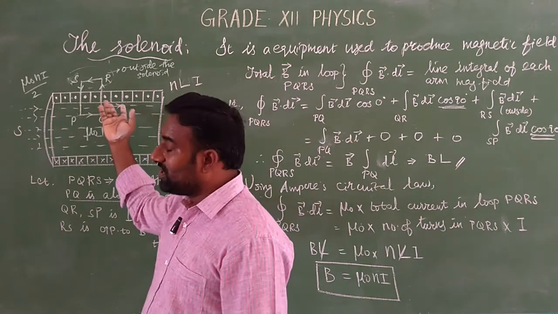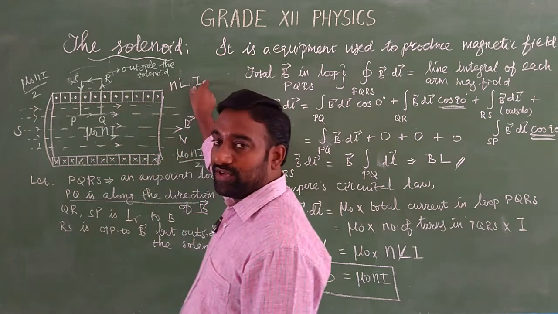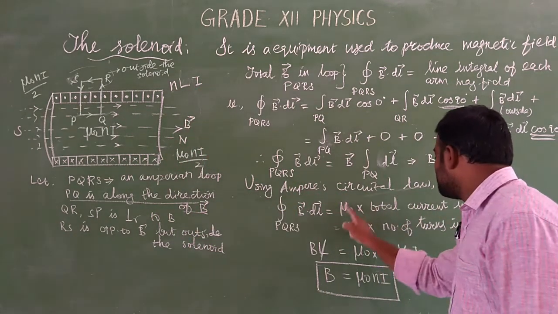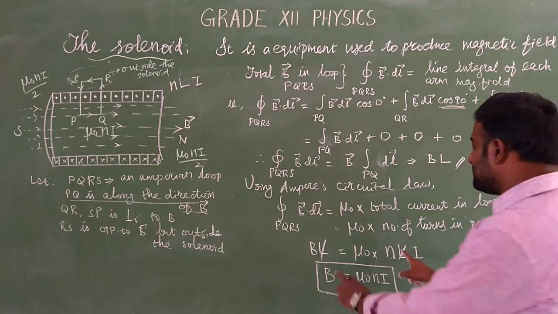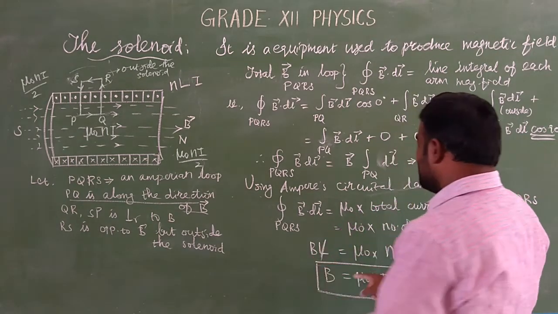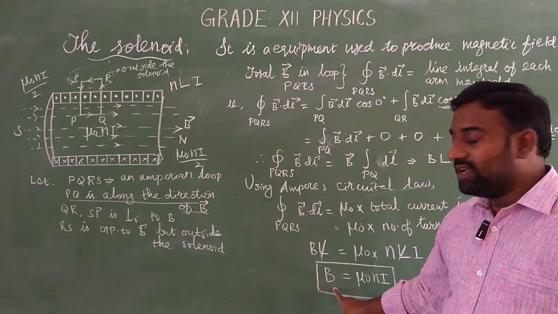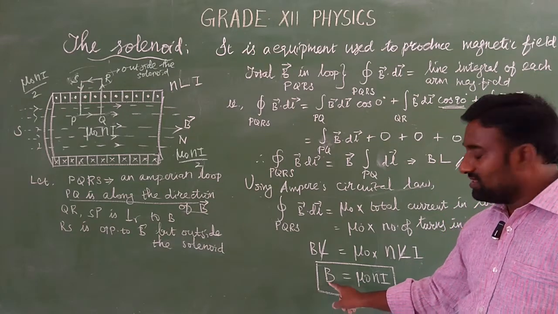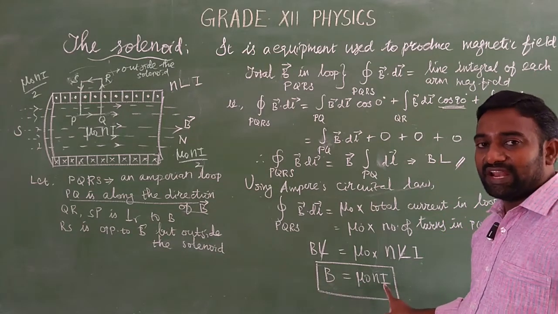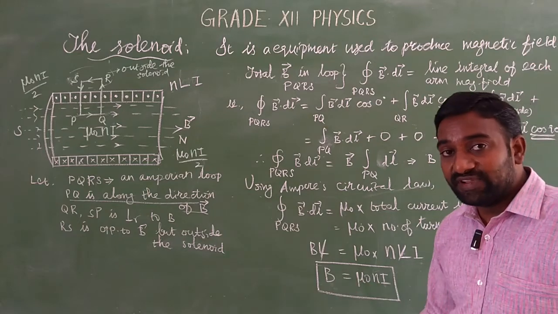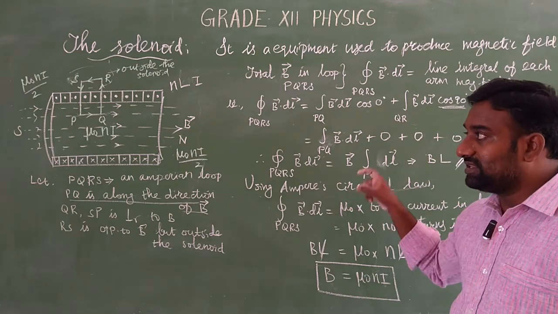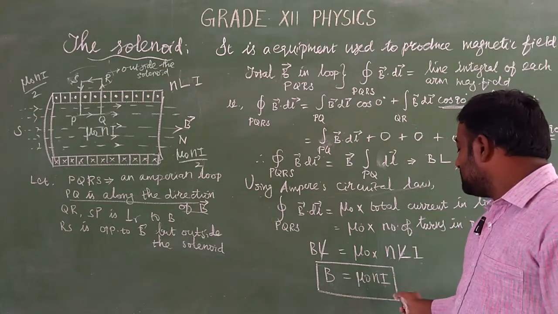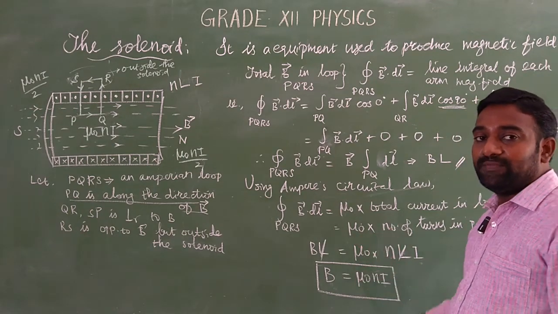For this length, we don't know how many turns there are and how much current goes through. So the total current enclosed is equal to NLI. On both sides the length is constant, so we can eliminate it. Then finally we arrive at the magnetic field inside the solenoid. This is a uniform magnetic field, B equals mu naught N I, where mu naught is the permeability of free space, N is the number of turns in the particular length, and I is the current through the solenoid.